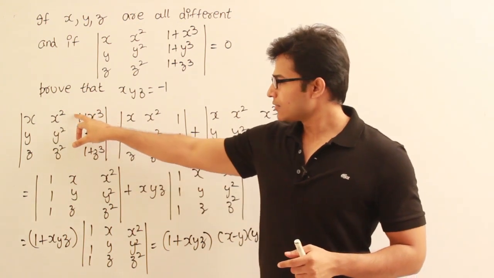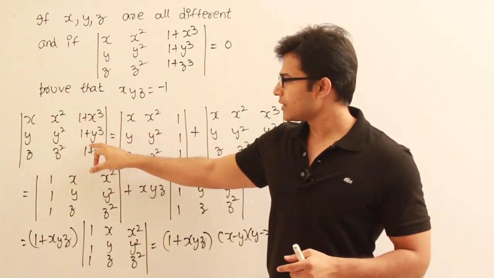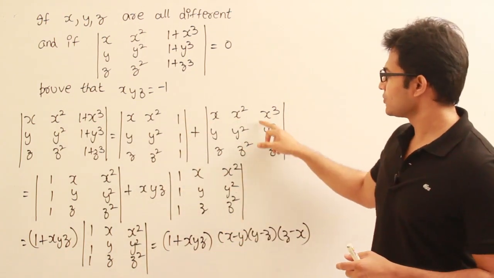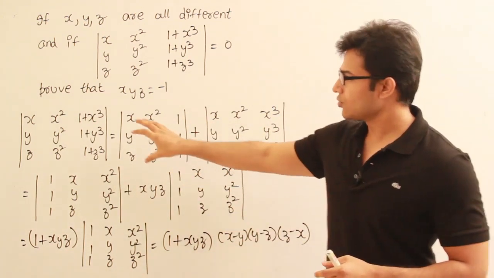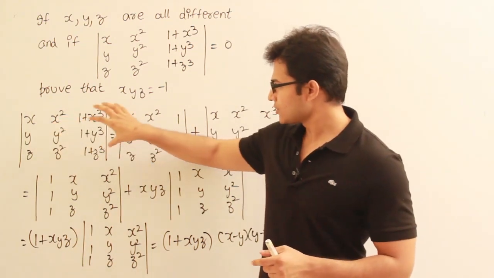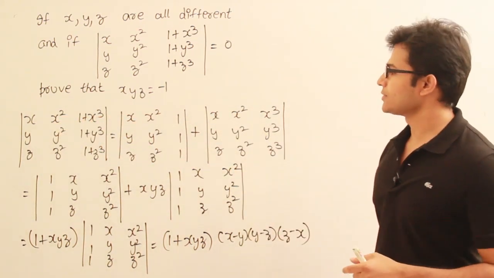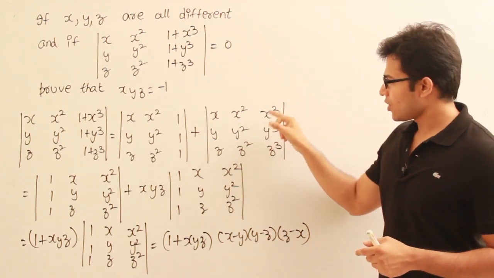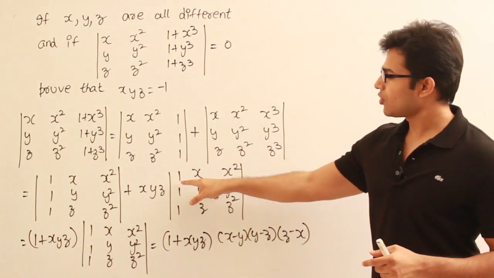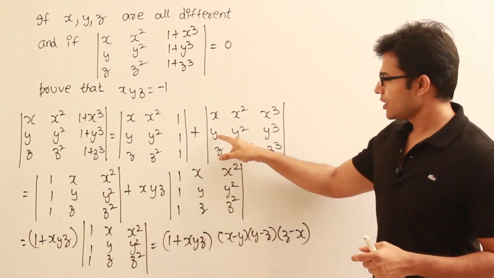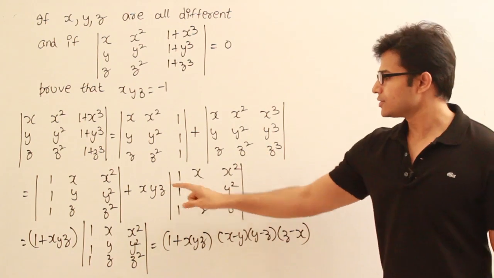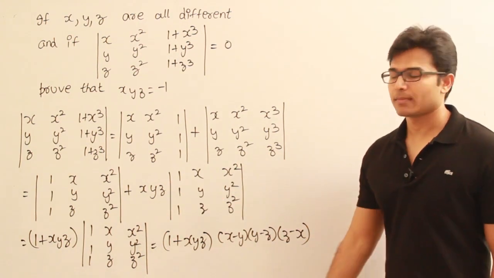One determinant will contain all ones, and the other determinant will contain x cube, y cube and z cube. So this single determinant is now split up as a sum of two determinants, right? And next, from the first row I can pull out x as common. Then what do I get? 1, x, x square. From the second row I can pull out y as common, and from the third row I can pull out z as common. So I got this, right?